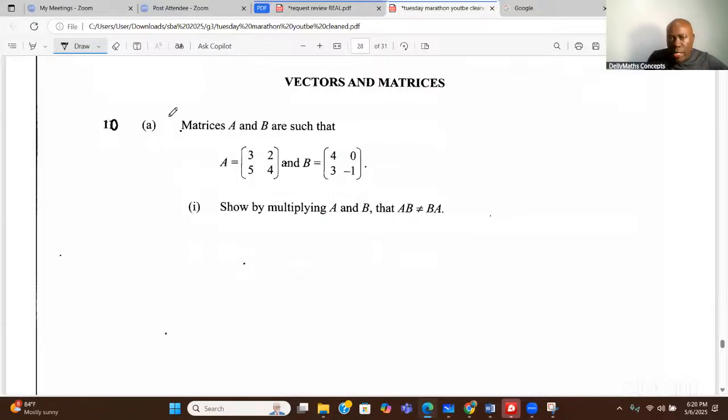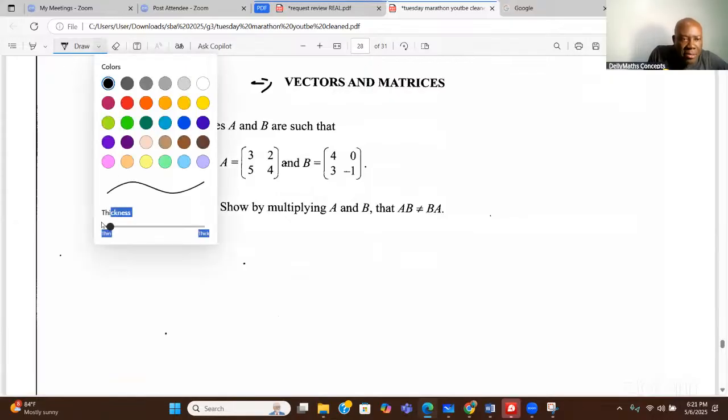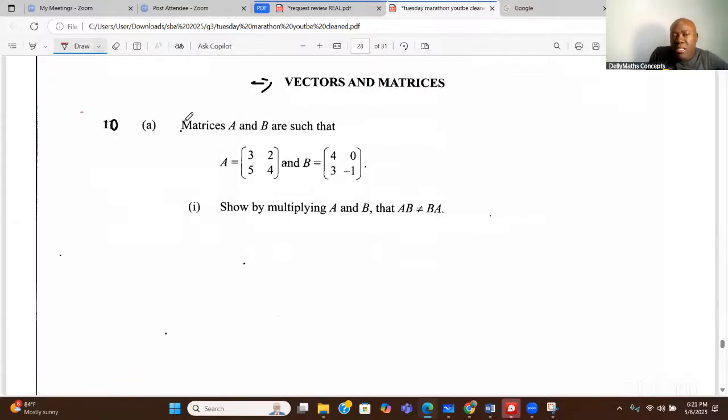All right, so this one now is a vector matrices question. This is a question that came that year. It says matrices A and B are such, so they give us A and they give us B. The question says, show by multiplying A and B that AB is not equal to BA. Whenever you're asked to show these things, all you're going to do is do it. By showing, it means you're going to have to execute this multiplication. So you're going to set up AB first.